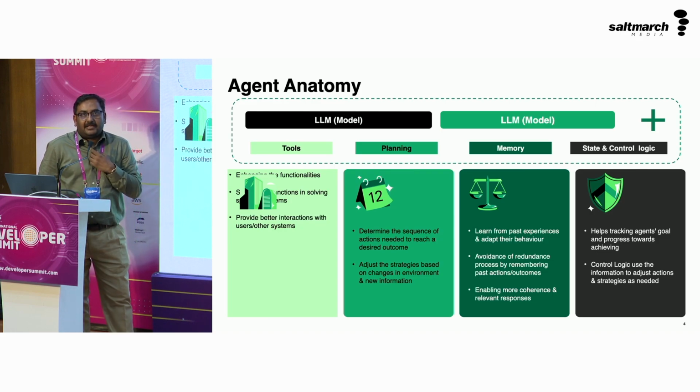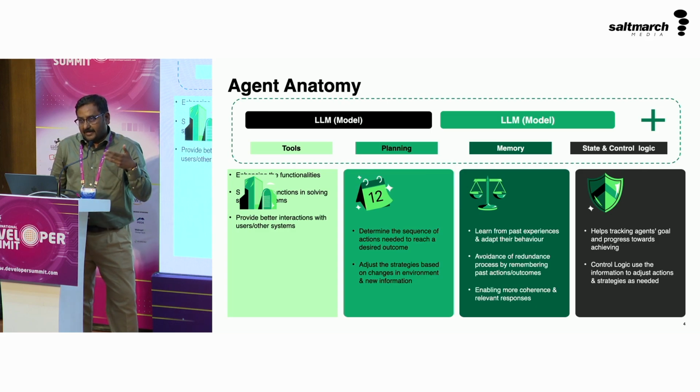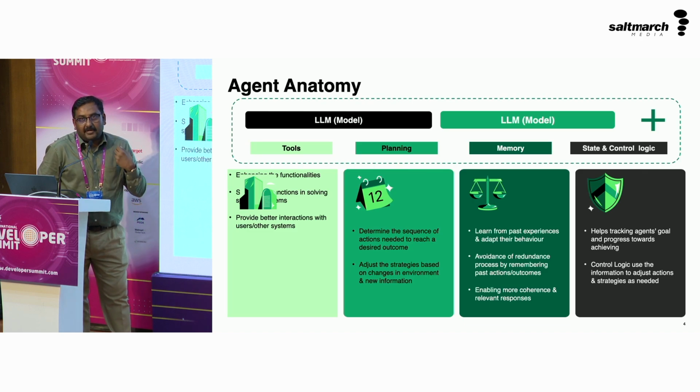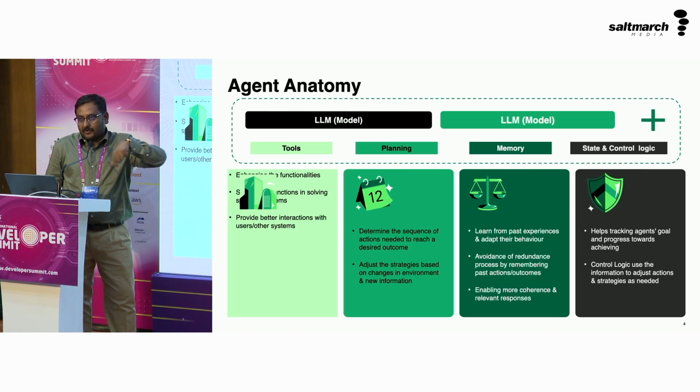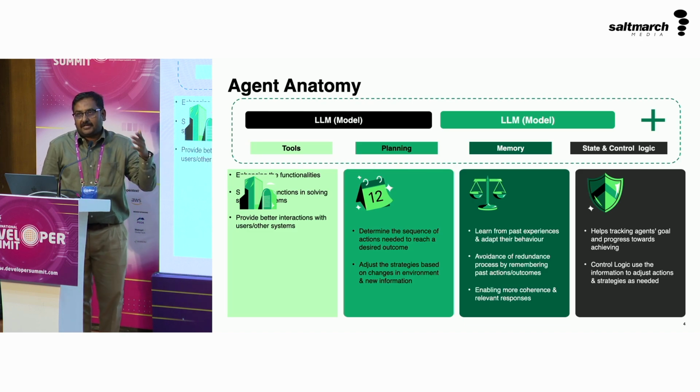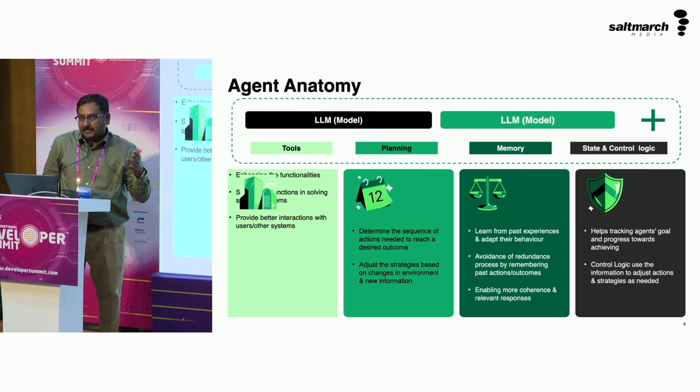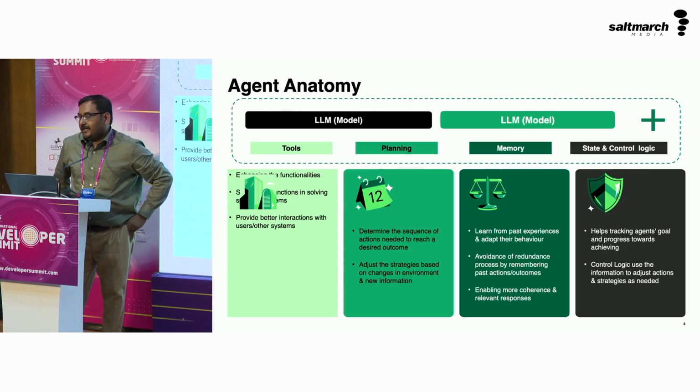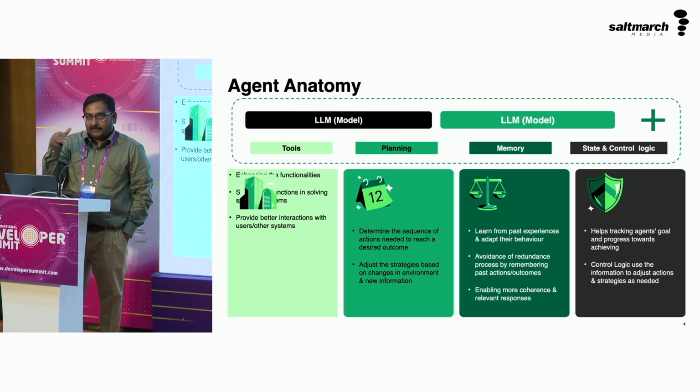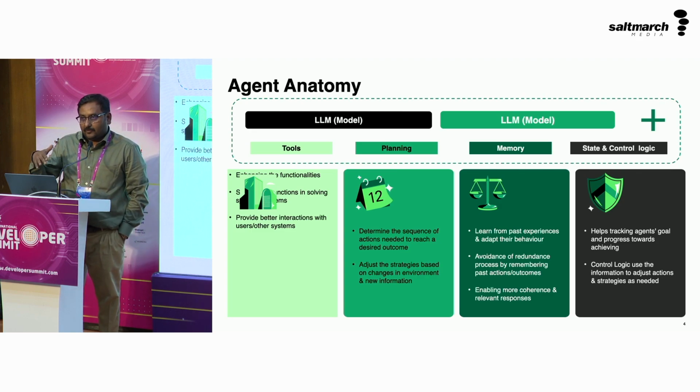And planning: in the case of agents, you might have multiple scenarios. You might have to coordinate and orchestrate, and that's where the planning comes in. And the memory is what it learns back from whatever you are giving it, so that it does not keep on doing the old thing but improves. And the state and control logic: how do you really do it? Can I track my agents? What really happened? What went wrong? Kind of things.